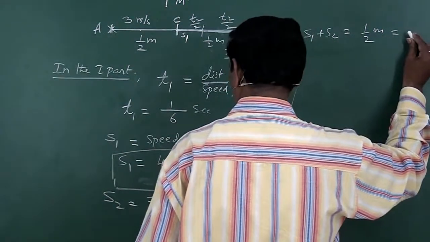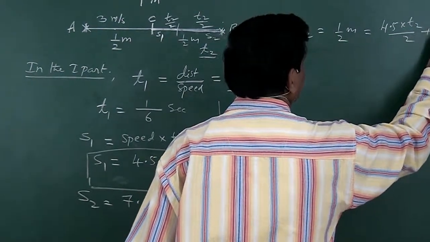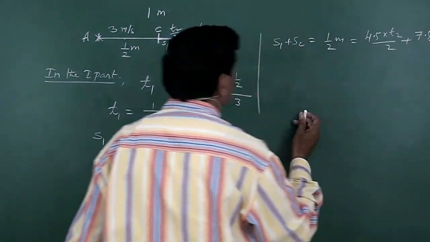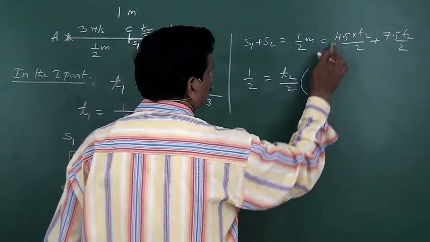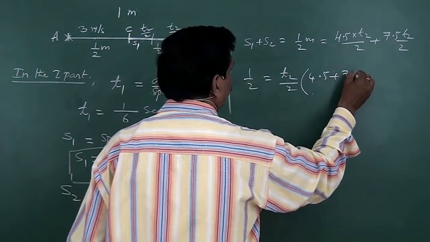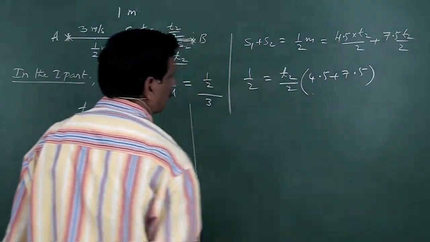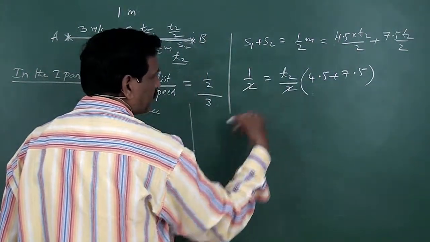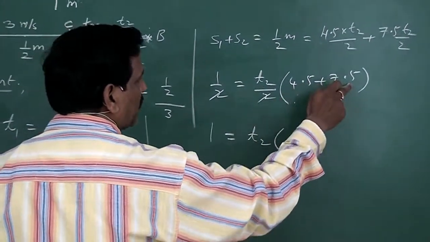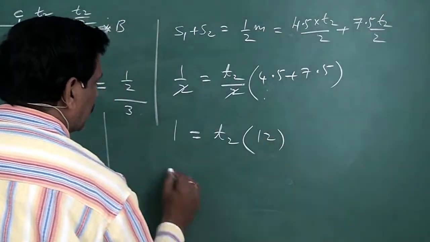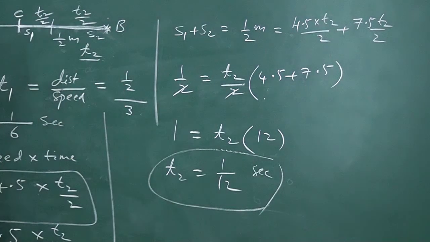So from this you can write: half is equal to 4.5 into T2 by 2 plus 7.5 into T2 by 2, which is T2 by 2 into (4.5 plus 7.5). Here T2 by 2 is common, in brackets 4.5 plus 7.5. So this half cancels out, and 1 is equal to T2 into (4.5 plus 7.5). This is 12. Hence T2 is equal to 1 by 12 second. This is T2.